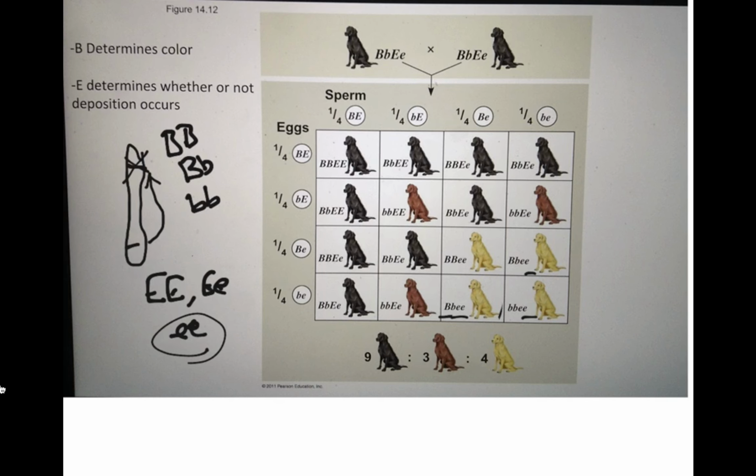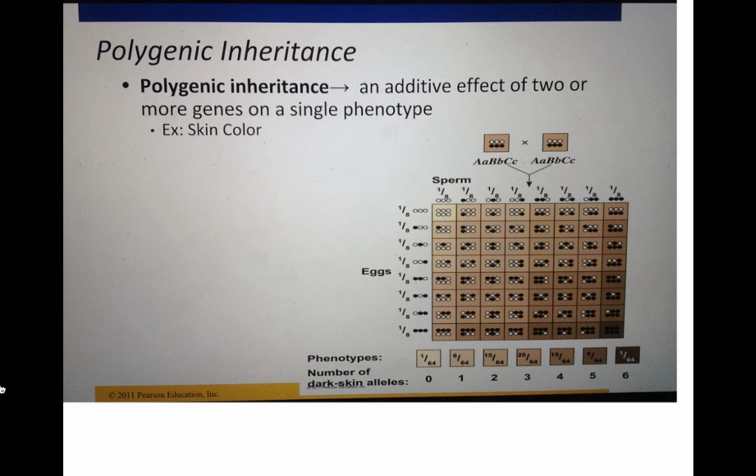That's what epistasis is. Another example of different types of inheritance factors would be polygenic inheritance. In polygenic inheritance, two or more genes affect a single phenotype. So skin color. Skin color isn't just dark skin or light skin. Skin color is actually a play of a bunch of genes.